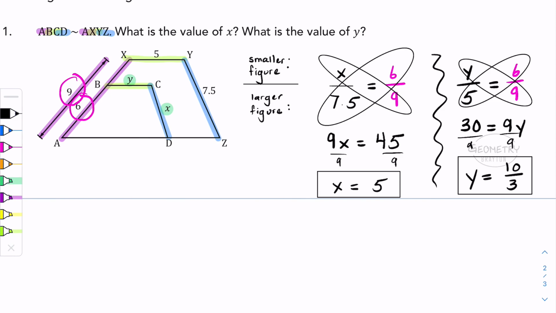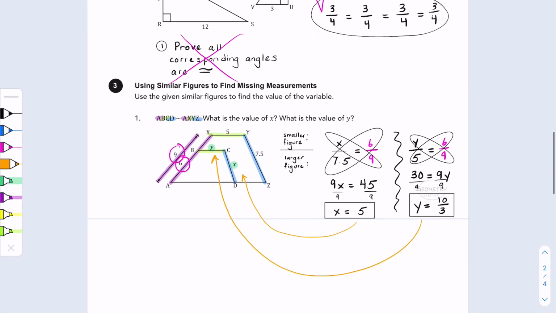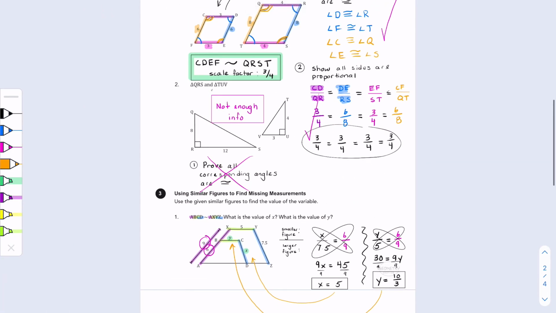Now, if you want to check your work, you can substitute these values back into the figure, and you can find a ratio for all sides and make sure they come out to be the same. So what I'm saying right there is to do this part. Make sure that you get the same ratio for all of the sides. And that's how you would check your work.